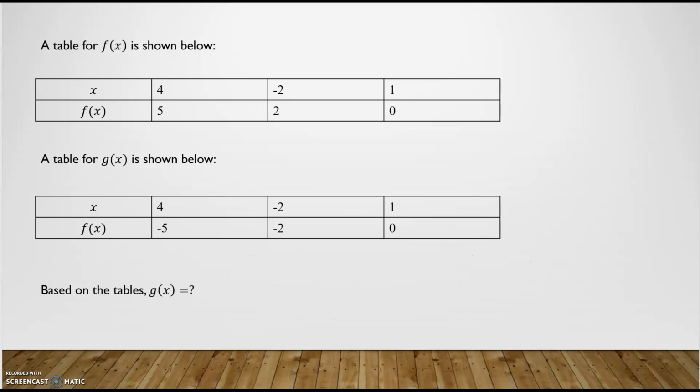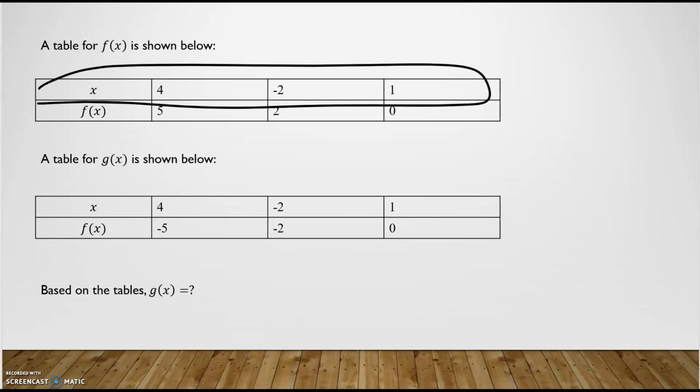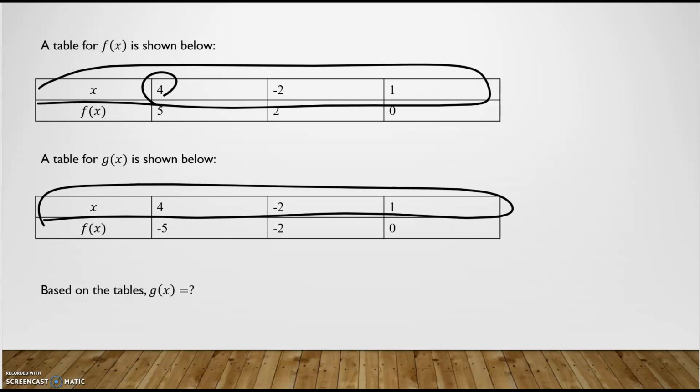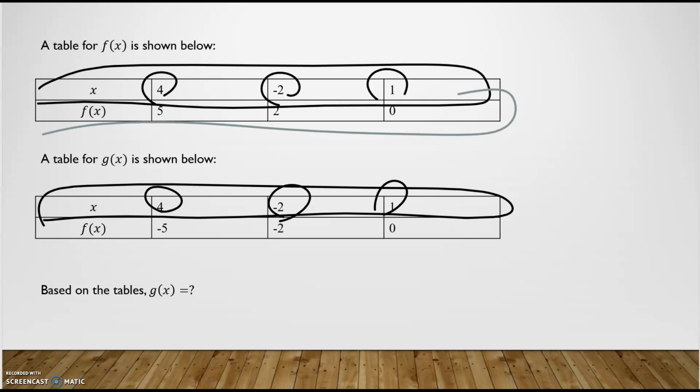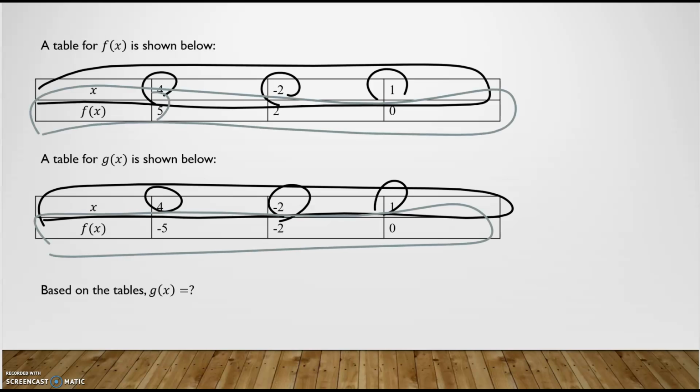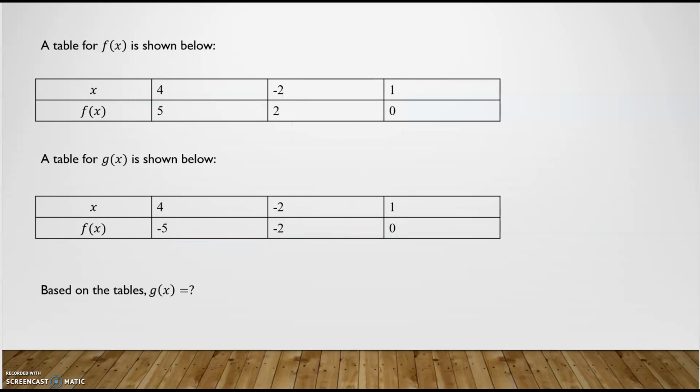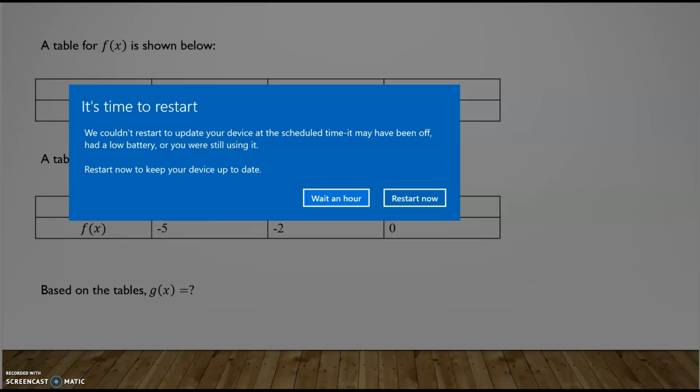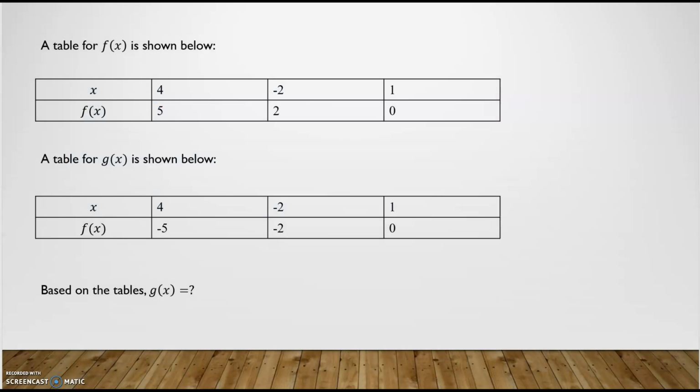So let's look at this one. We're going to check our x values, and we're going to check our y values. So 4 and 4, negative 2, 2, 1 and 1, no change. Check our y values. 5, negative 5, 2, negative 2, 0, and 0. Okay, so it looks like our y values have changed. And notice that 0 didn't change because 0 isn't technically positive or negative. It's neutral, so that wouldn't change. But the other two went from a positive to a negative.